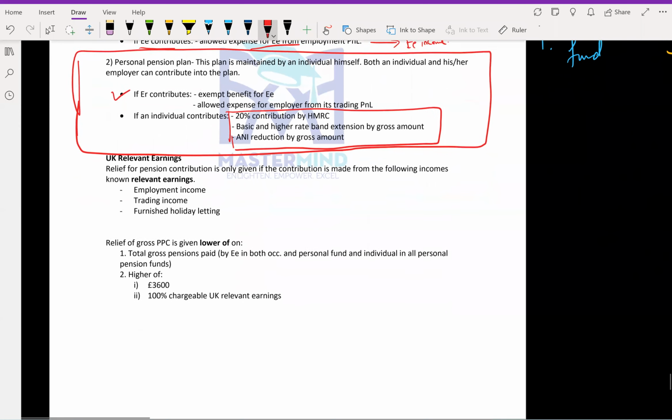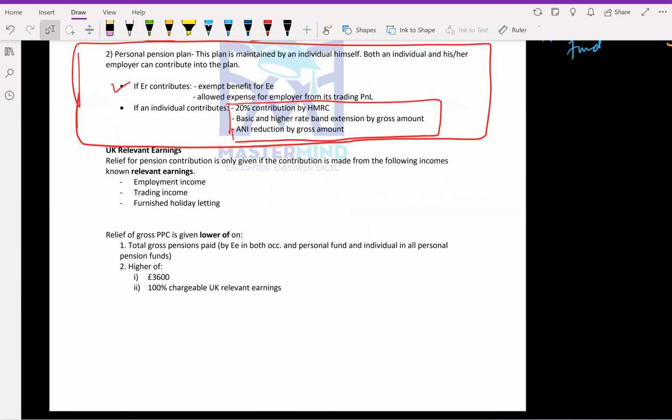HMRC says that your pension contribution will only attract a relief of 20% contribution by HMRC and basic rate and high rate band extension and ANI reduction, the gross amount basically, right? The gross amount will be determined by something called the UK relevant earnings. That means if you make contributions out of your UK relevant earnings, it will count towards the benefit. Otherwise, there is no benefit.